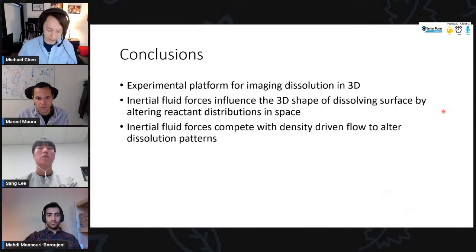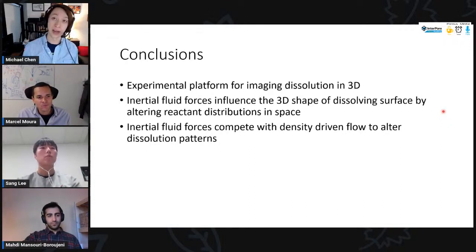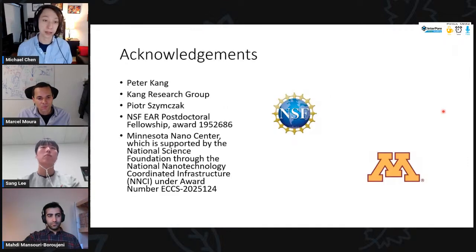We've got this nice experimental platform that we're using to image dissolution in 3D. We're also able to show how inertial fluid forces are really altering the shape of even a single pore grain by altering the distribution of our reactants spatially. And finally, we can see that inertial fluid forces are competing with density-driven flows, and that is altering our dissolution patterns compared to what we would see in experiment. And I think that's it.